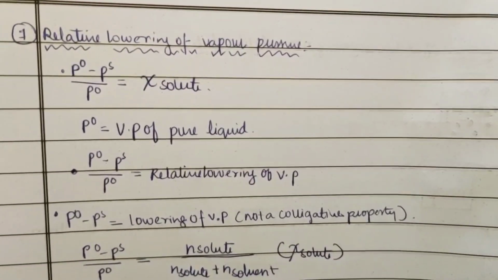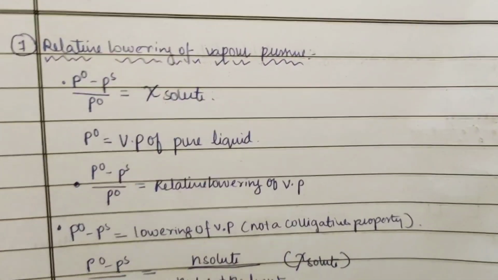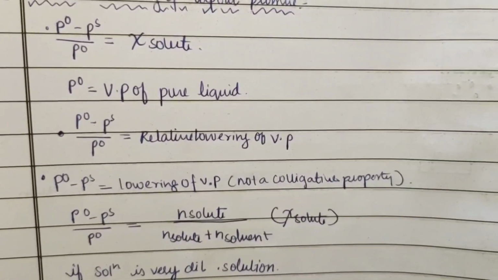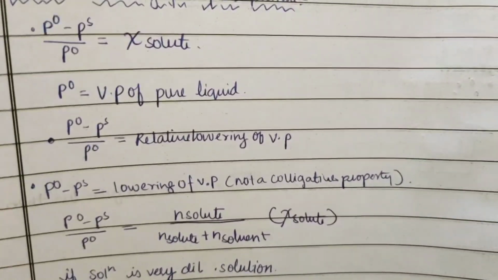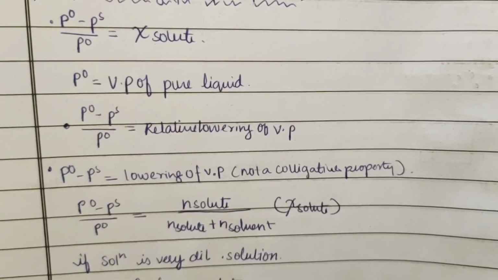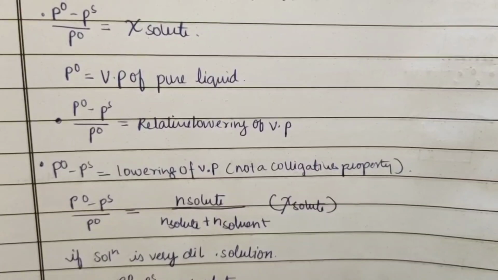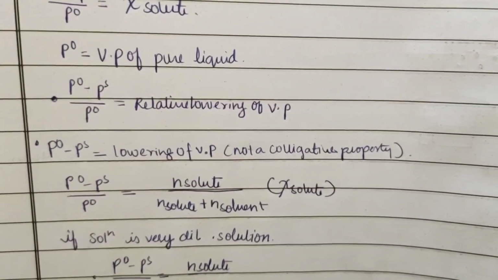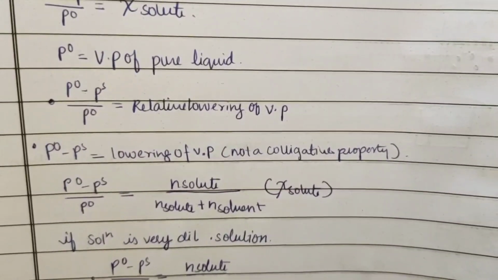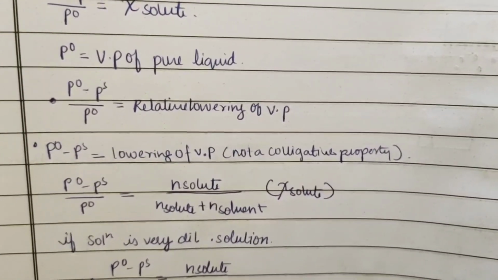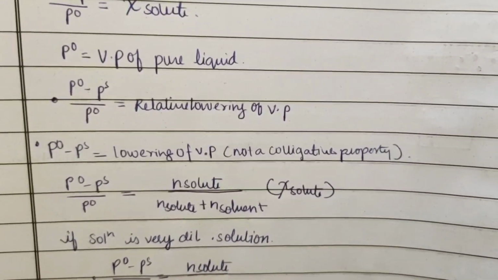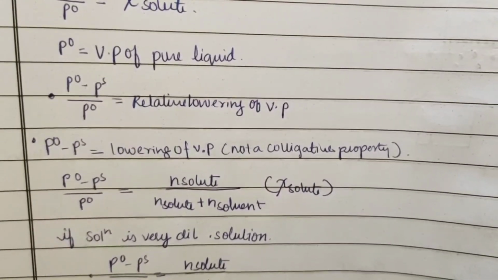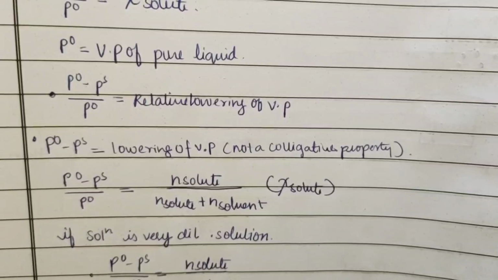P naught minus PS by P naught equal to chi solute. P naught equal to vapor pressure of pure liquid, where P naught minus PS by P naught equal to relative lowering of vapor pressure. P naught minus PS equal to lowering of vapor pressure, and it is not a colligative property, where P naught minus PS by P naught equal to N solute by N solute plus N solvent, which is chi solute.